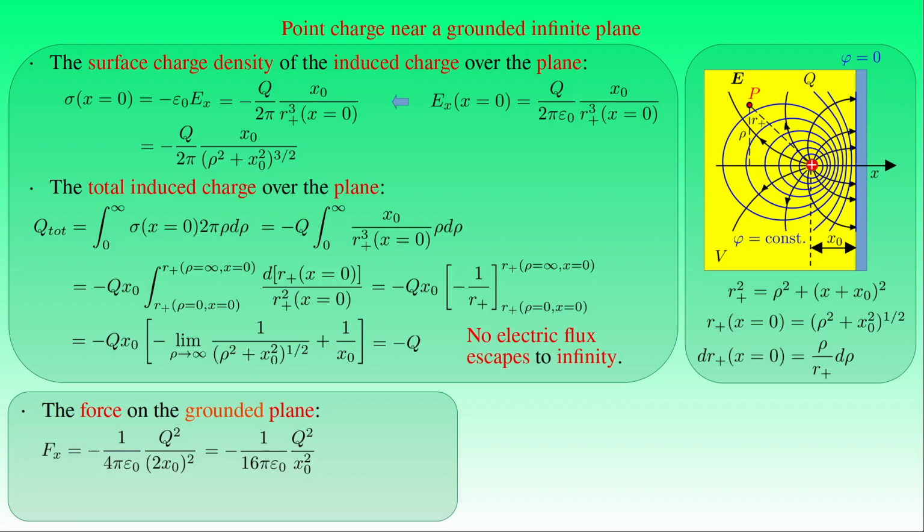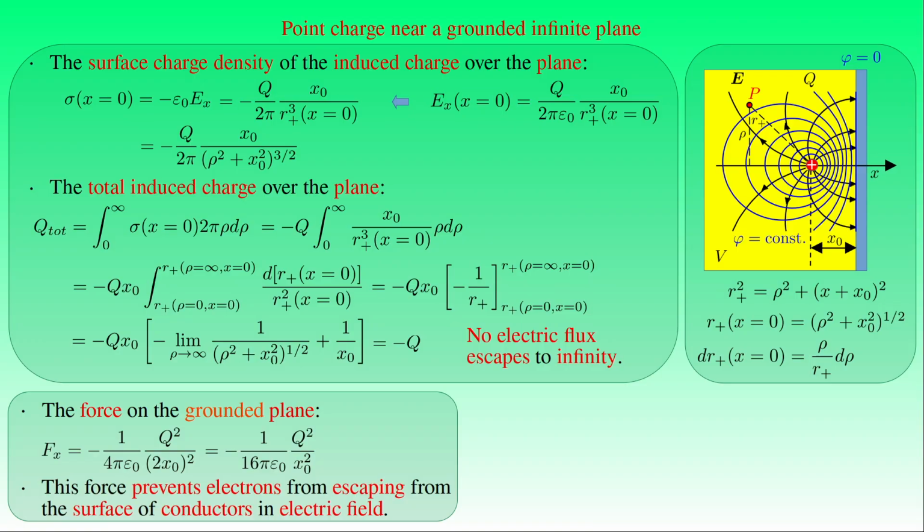We already determined the electrostatic forces between line charges and various conducting surfaces or between a point charge and a grounded sphere. In this example we discuss a simple situation of a point charge exerting force on a grounded infinite plane, where the latter can represent the metal plate of an electrode. This simple setup allows us to analyze the role of the electrostatic force between the image charge and the induced charge on the electrode, and we can see that this force prevents the charged particles, in this case electrons, from escaping from the surface of a conductor in electric field.